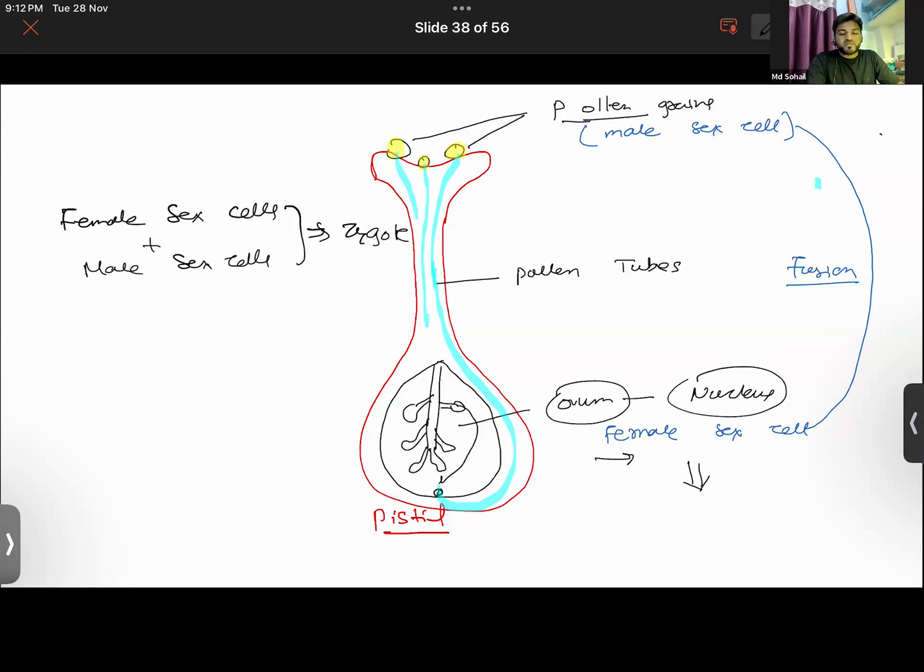Please do let me know if this fundamental thing is clear or not. Yes, sir, it's clear. So it will lead to formation of zygote, right? So basically the male will reach the female, right? Exactly. The pollen grain, that is the male sex cell, is reaching the female sex cell and then fertilizing it. So pollination is all about fertilization.